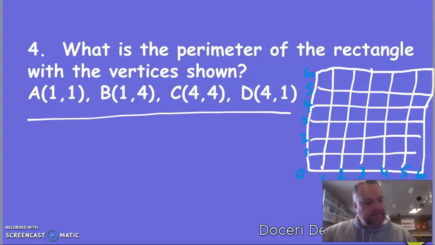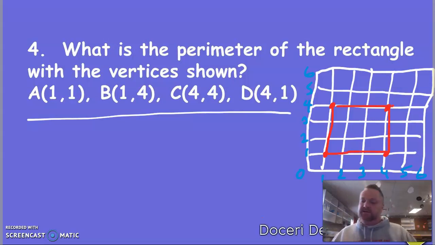Let's plot these out. So the first one is 1, 1. It's right there. 1, 4, right there. 4, 4, it's right here. And then 4, 1 is right there. Okay, so this is my shape.